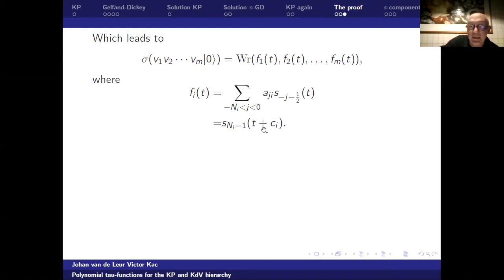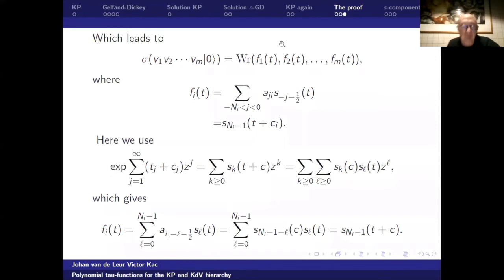So let me show why this is the case. And this is, in fact, almost trivial, because what we use is that x to the t_j z to the power j generates these elementary Schur functions. So if you change this by c_j, you get the elementary Schur functions, but then with this shift, t plus c. But these are exponentials of a sum, so you can split this into two exponentials: an exponential of only the t's and an exponential of only the thing with the z's. If you do that, you get this expression, right? And then collecting the term of z to the power k, you get some expression here.